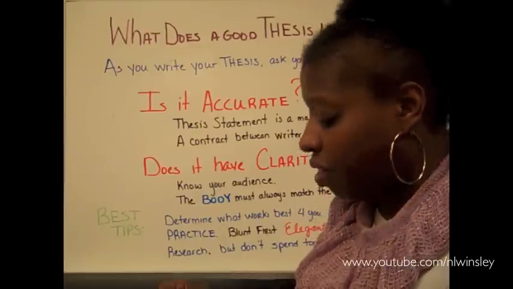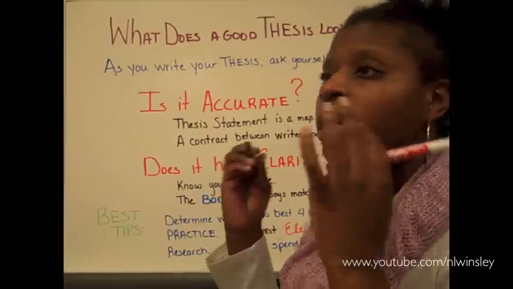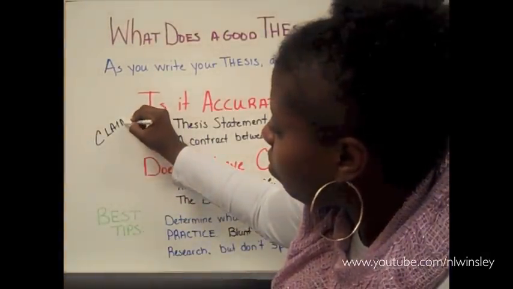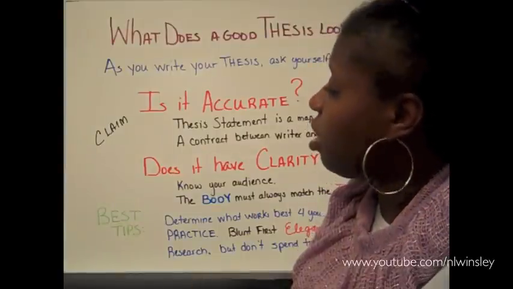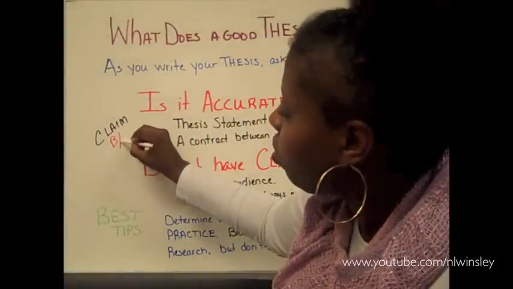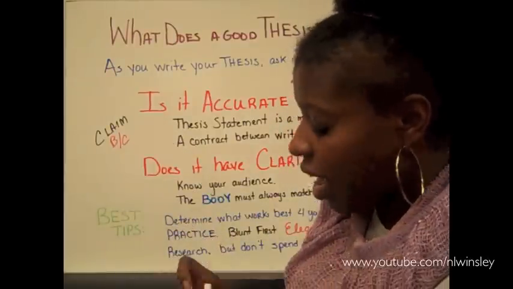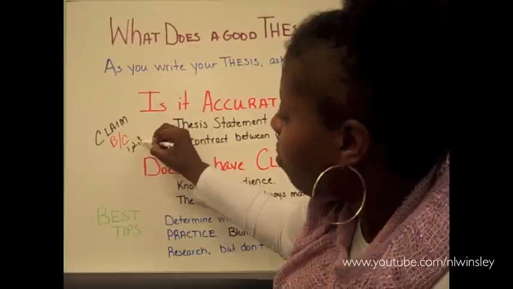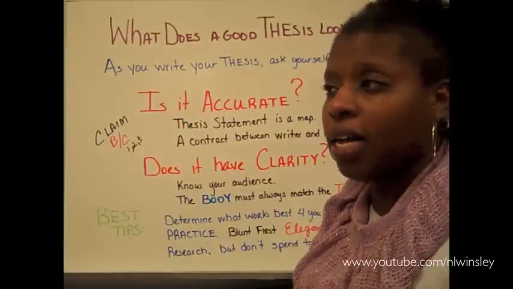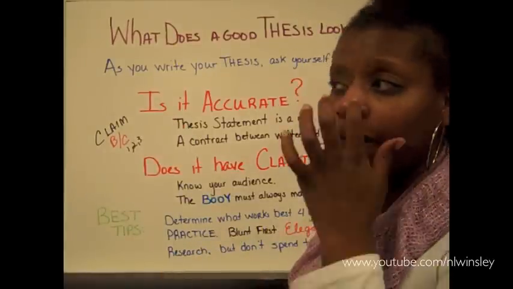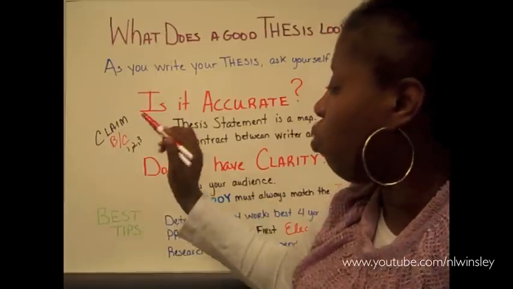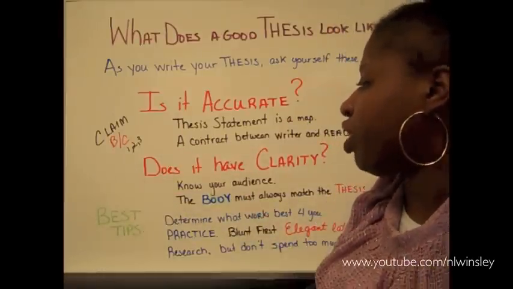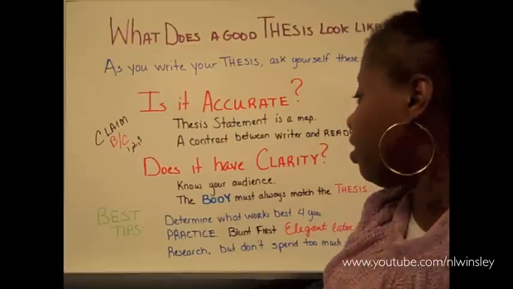The easiest way to do this is to go ahead and state your claim and then state your because, and then make sure after your because you give your 3 becauses. So I have my claim, bam. Then I have because. Why? Because 1, 2, 3. And this will answer this question. Does it have clarity?